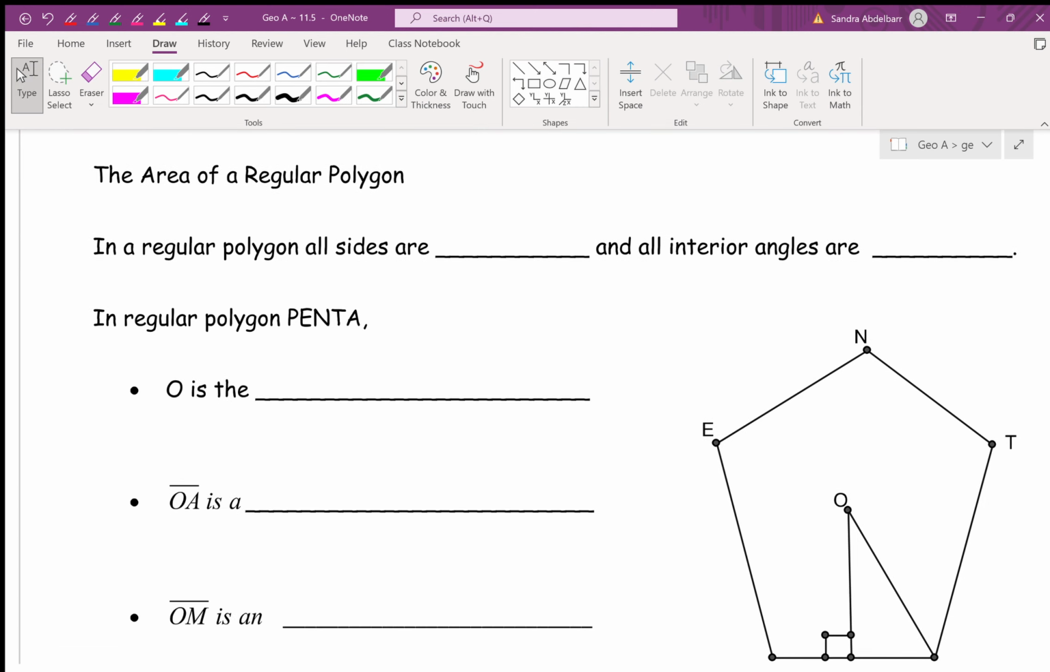Okay, area of a regular polygon. All right, we need to remember what does it mean to be regular when we're talking about polygons. What does it mean to be regular? Good. In order to be regular, it has to be equilateral, but it also has to be something else as well. Excellent. In a regular polygon, all sides are congruent and all interior angles are congruent. So in order for a polygon to be considered regular, it can't always be just equilateral. It must be equilateral and equiangular.